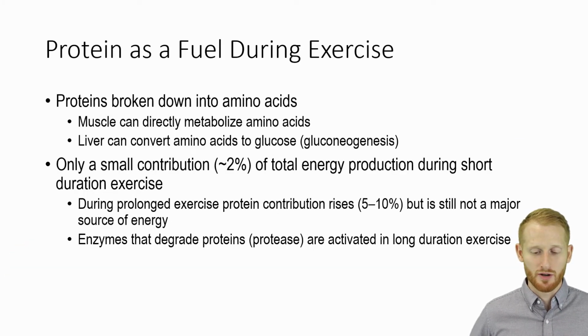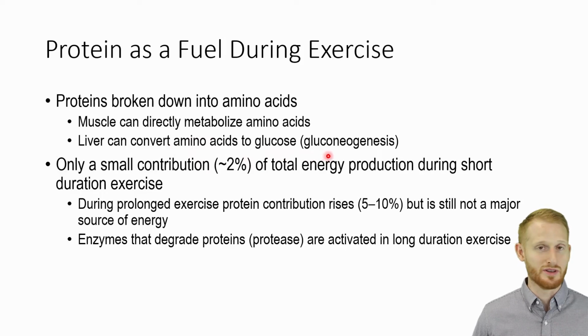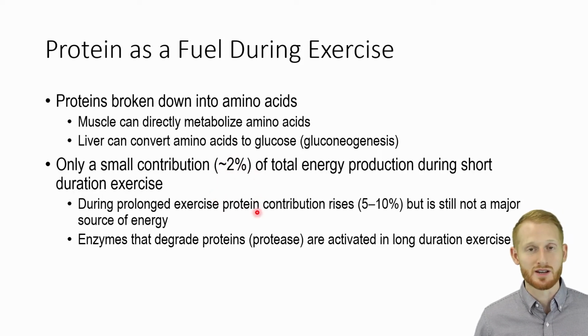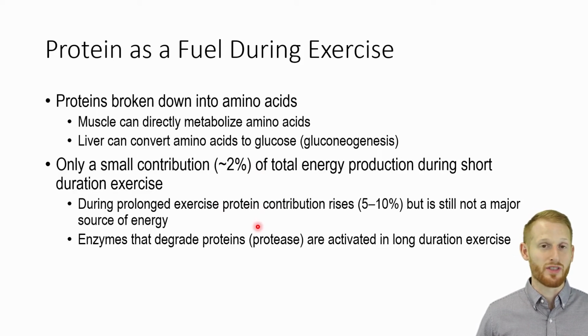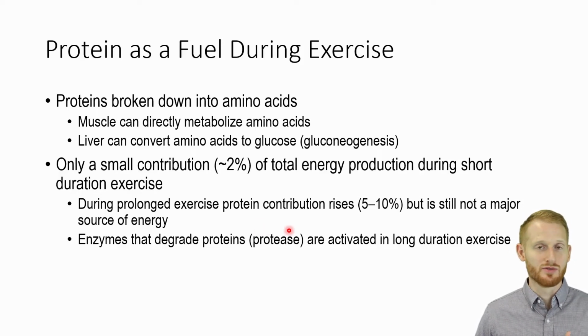I hinted at this a little bit earlier, but just to put it in an organized package for you, our bodies can use protein and break it down into amino acids and then use those amino acids in order to produce energy. Right? So we can break down the amino acids directly, or we can convert them into glucose through gluconeogenesis and then utilize that glucose. Generally speaking, though, like I said, our bodies don't want to use protein as an energy source. In short duration exercise, only about 2% of your total energy production is going to be coming from protein breakdown. If you were to do much longer bouts of exercise, think of a long distance runner doing 10, 20 miles in a single session, so an hour, 2 hours, 3 hours, whatever, they are going to produce more of their energy through protein breakdown, up to 5 to 10%.